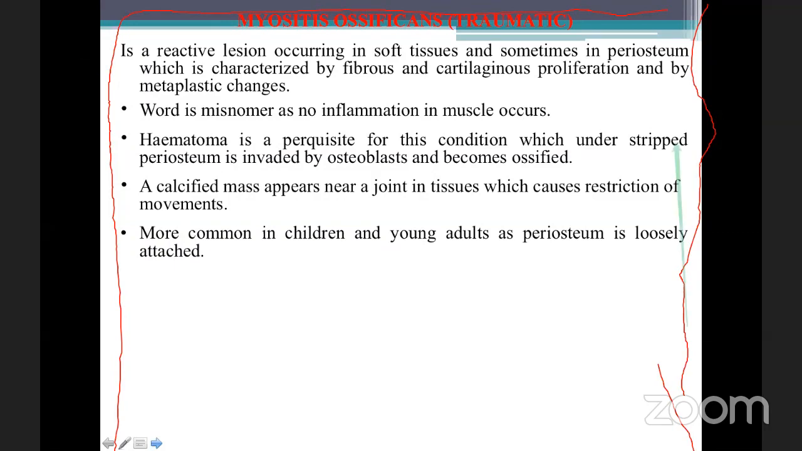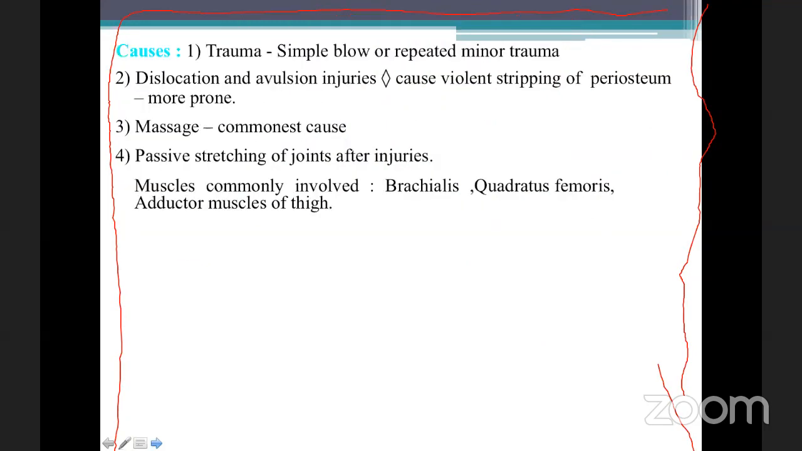So it is not an inflammation. Myositis means myo is muscle, itis means inflammation. It's not an inflammation, it's basically maturation. So basically that is myositis ossificans. And this results in joint stiffness.